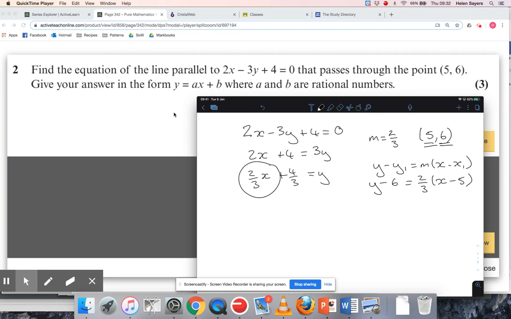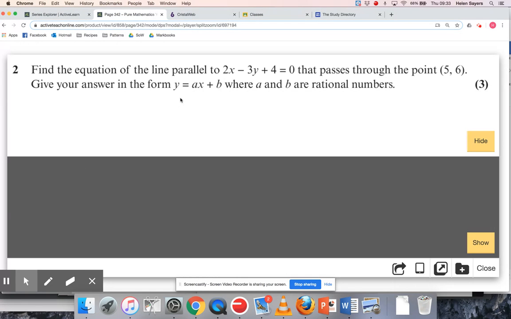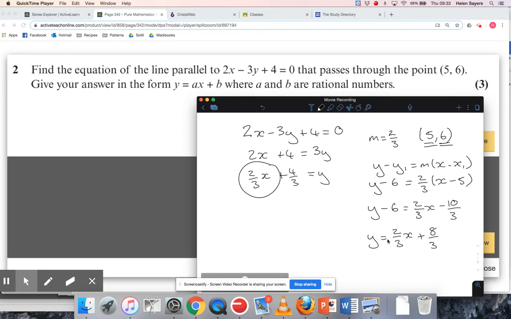So normally I'd multiply it by the 3, but I'm not going to do that for this question. I'm going to just multiply those brackets out. So it'd be 2/3 x, and then 2/3 times 5 is going to be 10/3, and then I need to add the 6 over. So 6 would be 18/3. So if I'm adding that to minus 10/3, I make that 8/3. And I think we've got that in the form that they wanted.